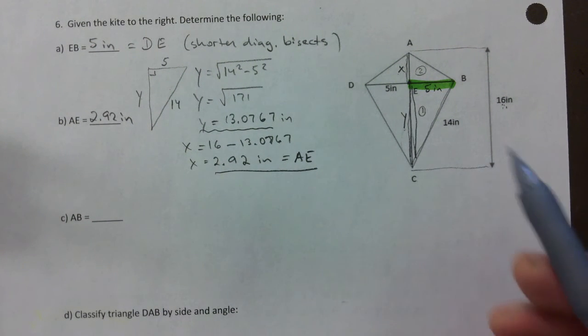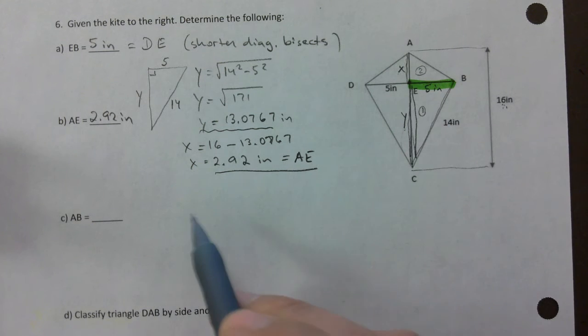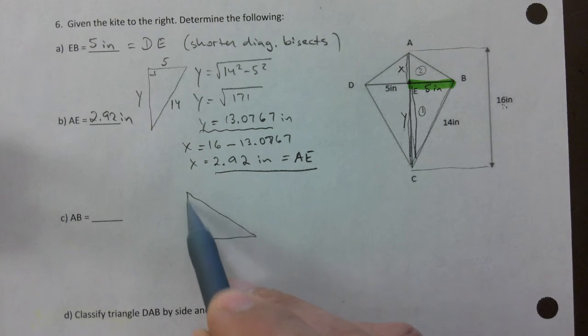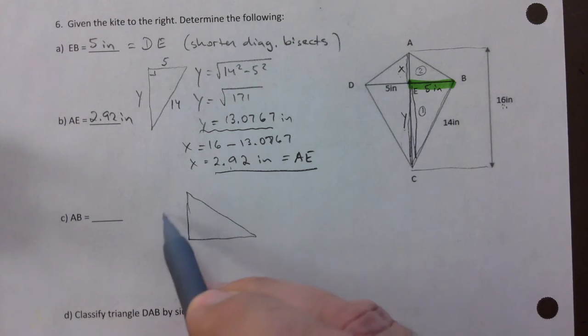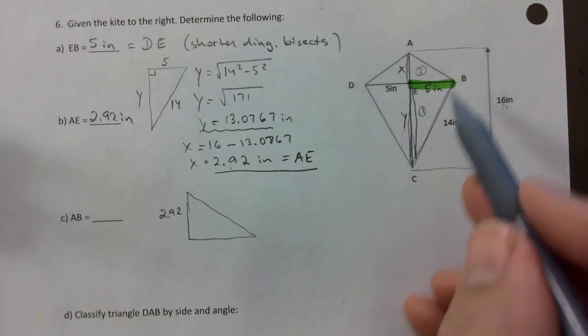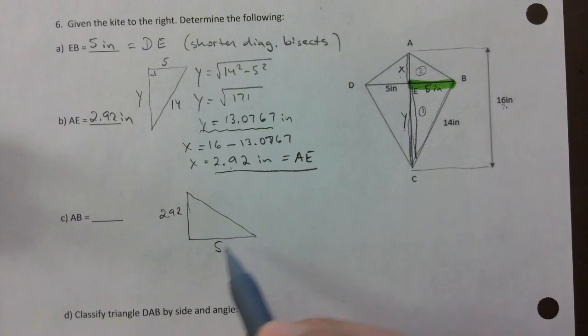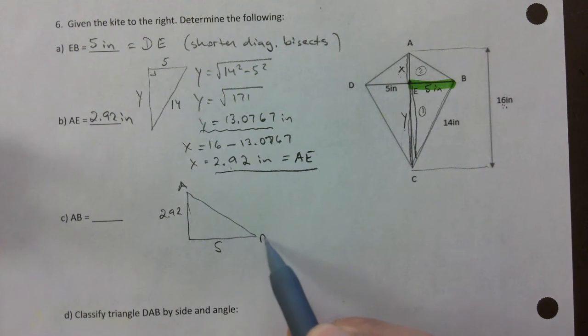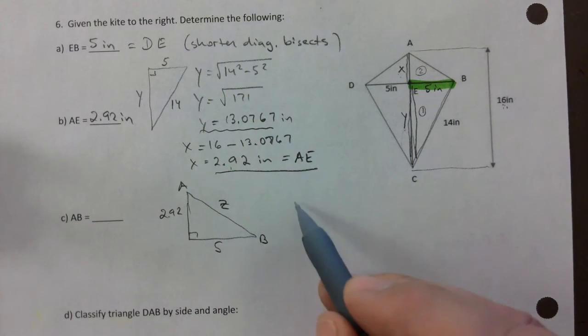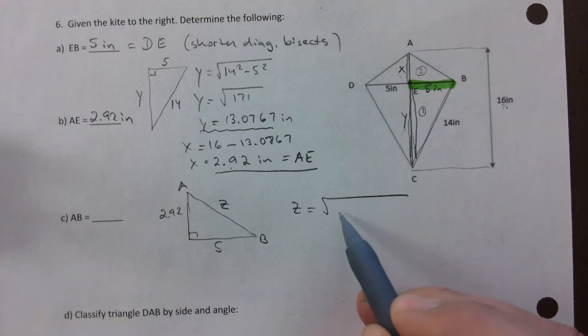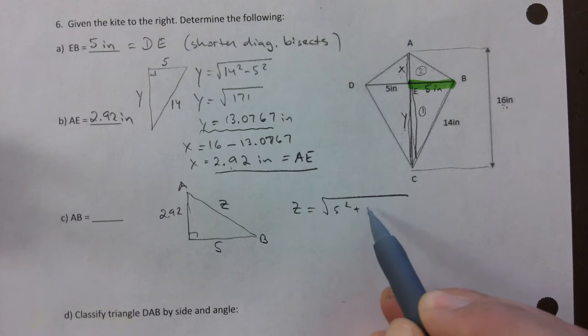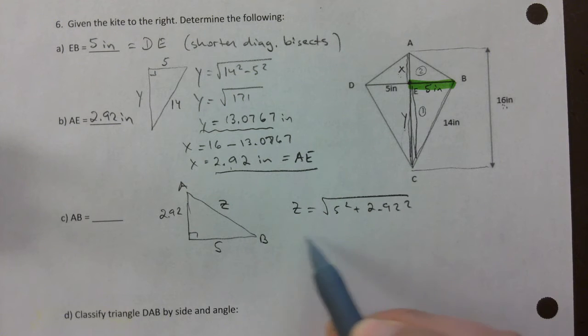AB, from A to B, you got to do Pythagorean theorem again. We know that this is 2.92, and this is 5. So this is AB here. So we call that Z in this case. Z is your hypotenuse, so it's 5 squared plus 2.92 squared.